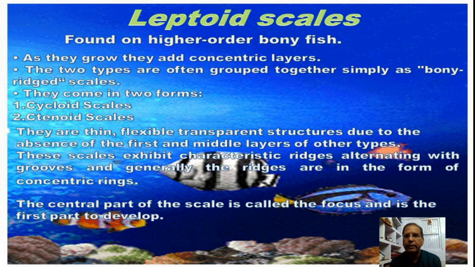These scales exhibit characteristic ridges alternating with grooves, and generally the ridges are in the form of concentric rings. So a lot of concentric rings are present along the edges of the fish. If the edge is growing, the concentric rings are also growing. The central part of the scale is called the focus, and it is the first part to develop. The first part that is developed in the scale is the focus.